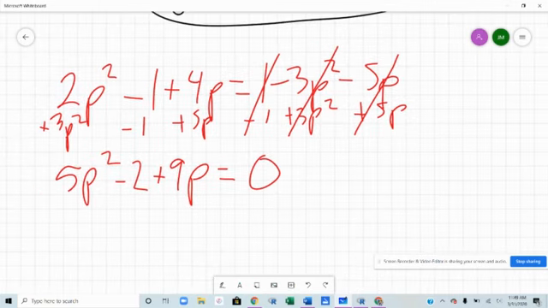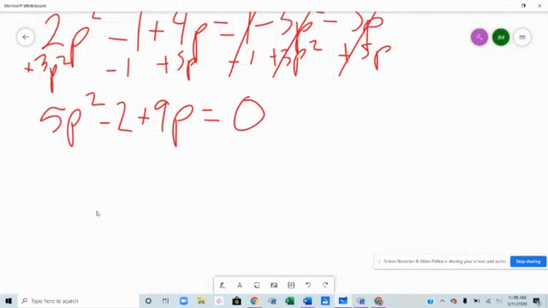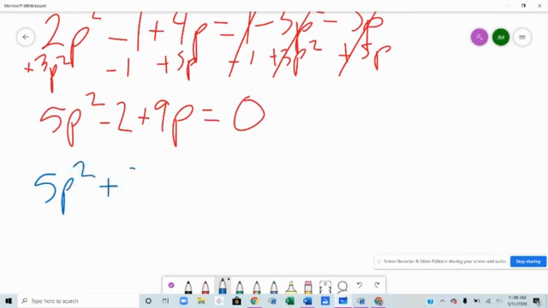At this point, you are not officially in standard form because you are not in the right order. If you are able to identify A, B, and C from here, then that is great. You may try and do so. But otherwise, we should move this around. We want our p squared term first, then the p term, and then your constant. So we just need to flip these two terms, make your minus 2 at the very end, and make your plus 9p in the middle.